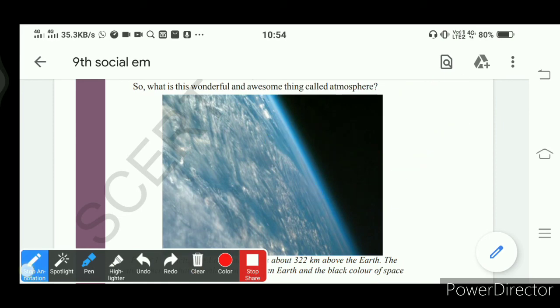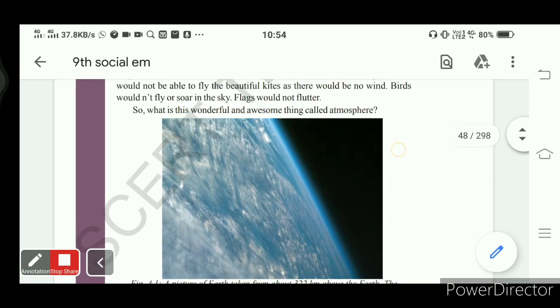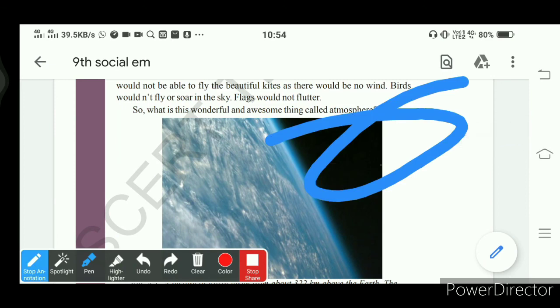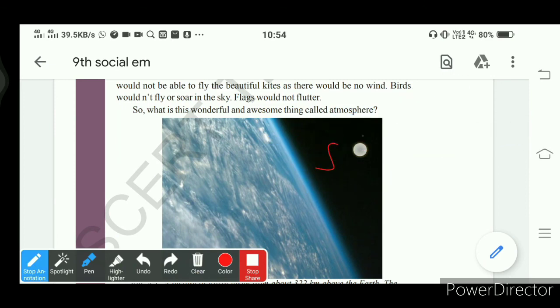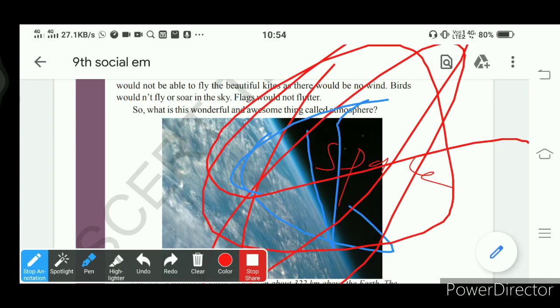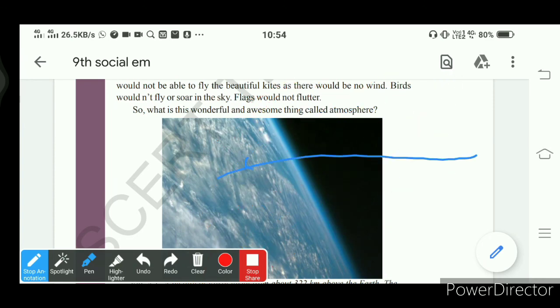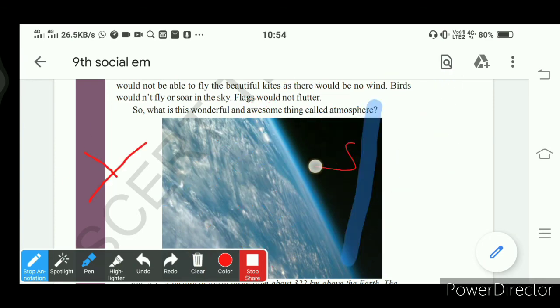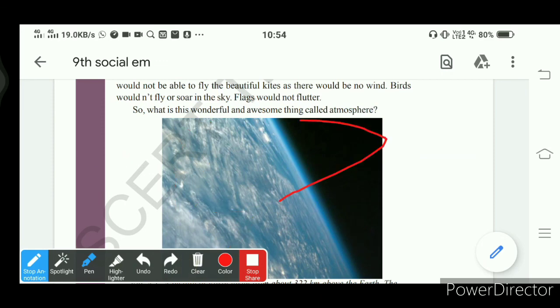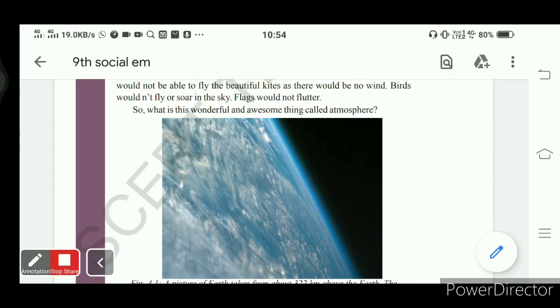And this, my dear students, is space. And this is earth, understand? So here we see that between space and earth there is the atmosphere, right? So it is in the atmosphere only that all these changes take place.